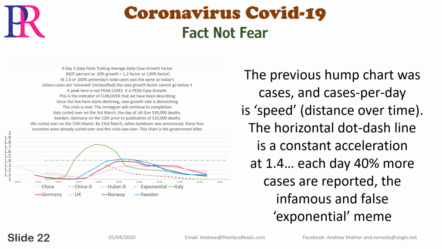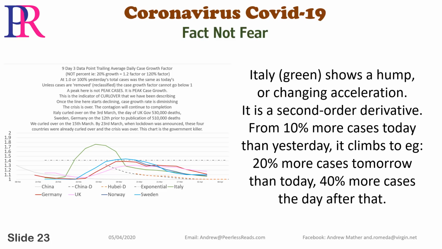The previous hump chart was cases, and cases per day is speed, distance over time. The horizontal dot dash line is a constant acceleration at 1.4. Each day, 40% more cases are reported, the infamous and false exponential meme. Italy, green, shows a hump or changing acceleration. It is a second-order derivative. From 10% more cases today than yesterday, it climbs to e.g. 20% more cases tomorrow than today and 40% more cases the day after that.